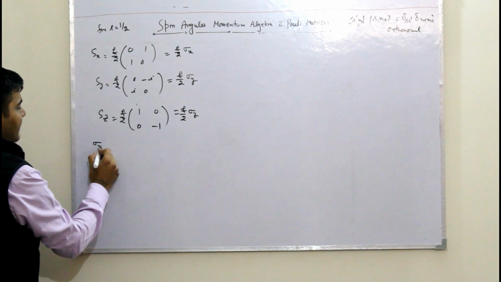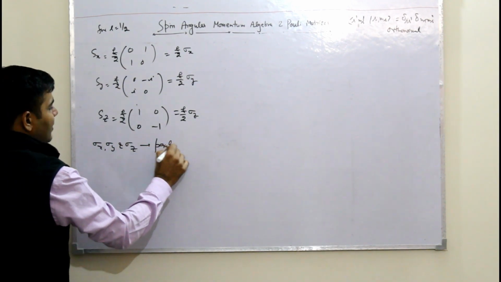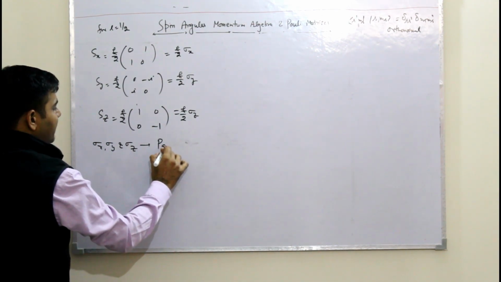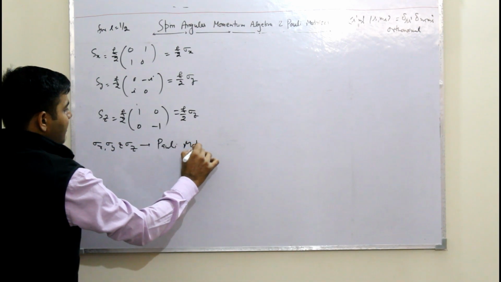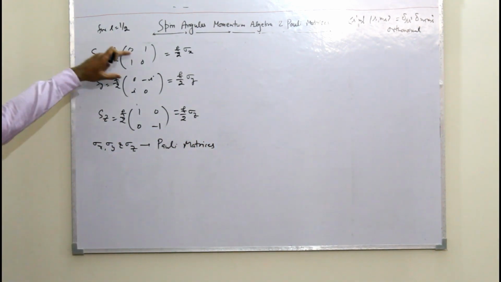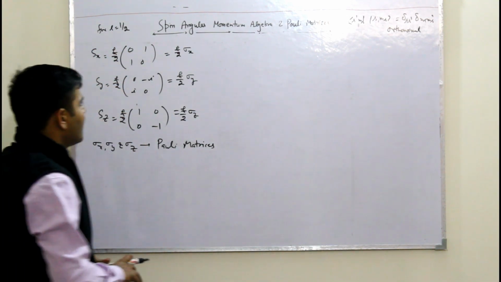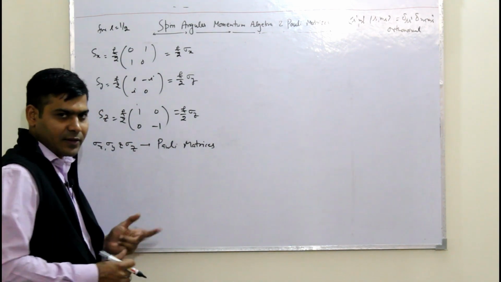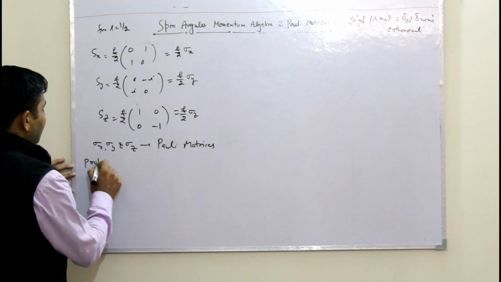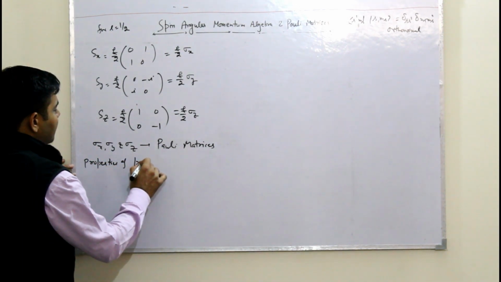Where this sigma x, sigma y and sigma z are called Pauli matrices. There are three components of the Pauli matrix: sigma x, sigma y, and sigma z. These Pauli matrices have very interesting properties. Let us look at the properties of Pauli matrices.